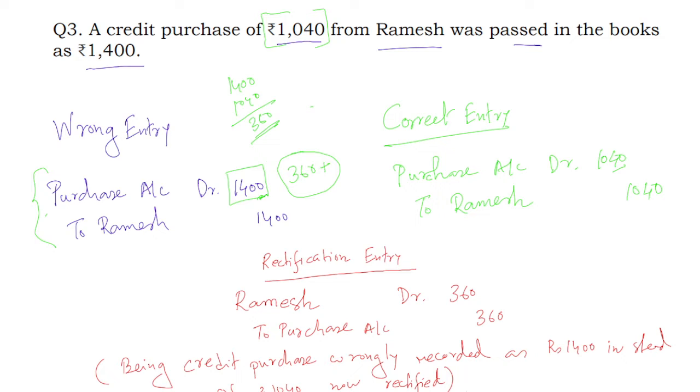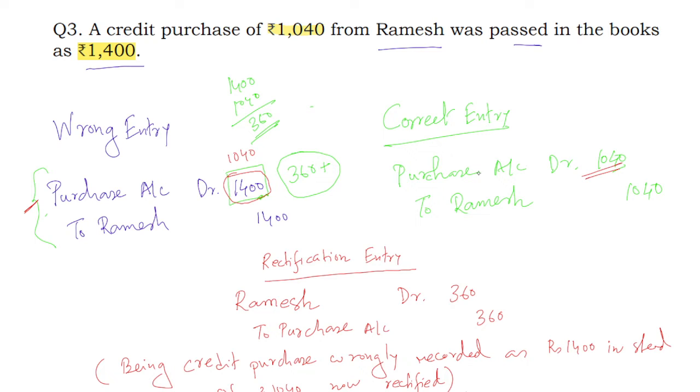See, this is the question. What was the question? A credit purchase of 1040. This is the correct amount, 1040. But what happened? Wrongly it is recorded as 1400. That means in the books of account, 1400 is recorded, which is 360 more. It is recorded extra 360. In purchase it should actually be 1040. See, this is the correct entry.